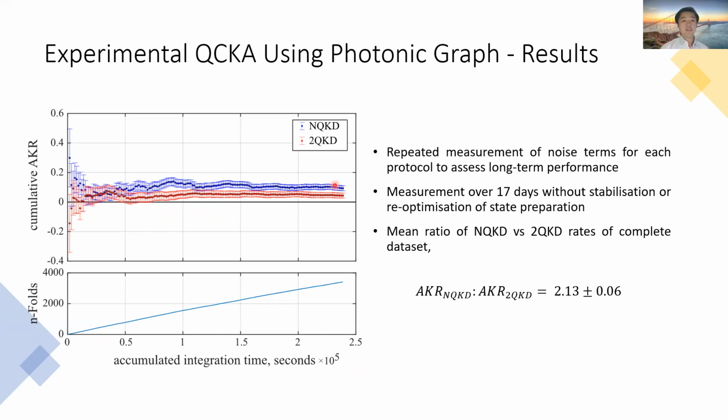We made sure to alternate each of the measurement types for NQKD and 2QKD over the course of this measurement to ensure that both approaches are similarly exposed to any systematic drift in the setup. Taking the whole data set together, we obtain a final ratio comparing the asymptotic key rates of the two approaches as before, obtaining a value of 2.13.